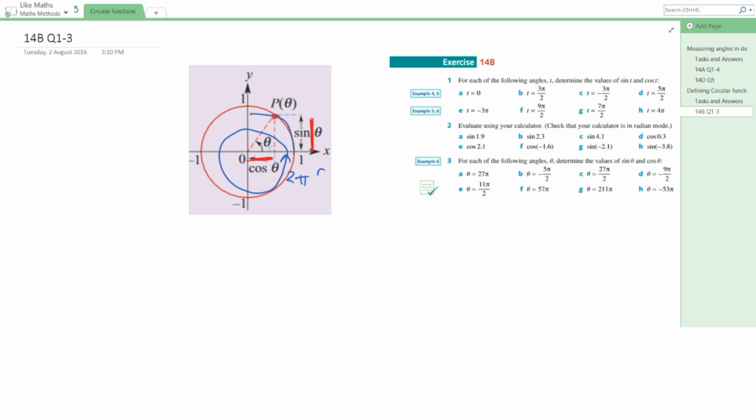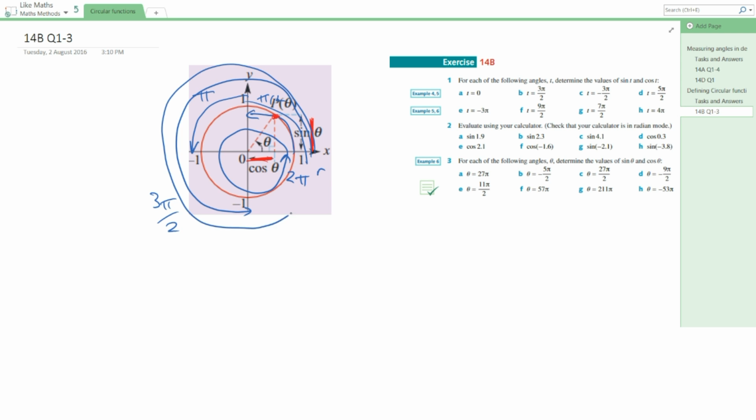With radians, a quarter of the way around will be pi by 2. Halfway around will be pi radians. Three quarters of the way around will be 3 pi over 2 radians, and all the way around will be 2 pi radians. And that'll make some of these answers a bit easier to work out. So the first one says, for an angle of value 0, determine the value of sine and cosine.